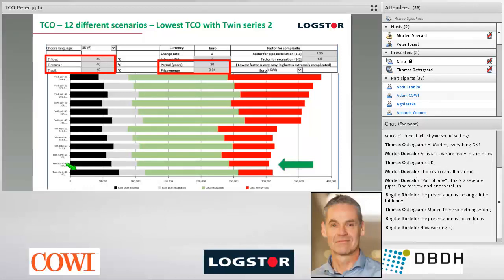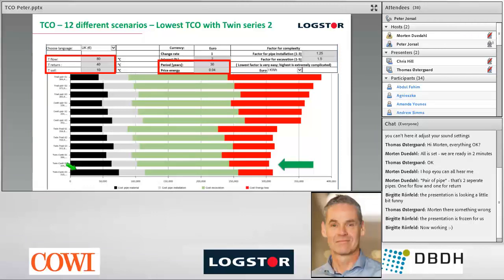The temperature that you see is the average temperature. That is important for the calculation of the total cost of ownership for the heat loss part. And then you need to decide on the period you're calculating on. In this example, I have calculated on 30 years, and you have maybe the most important factor, the price of energy, because that will be the price of the heat loss cost. The black part of this figure is the cost of pipe material, the gray part is the cost of pipe installation, the green is cost of excavation, and the red one is cost of energy loss. So with the assumptions that I have shown here, the right choice would be twin pipe CS2 with diffusion barrier.